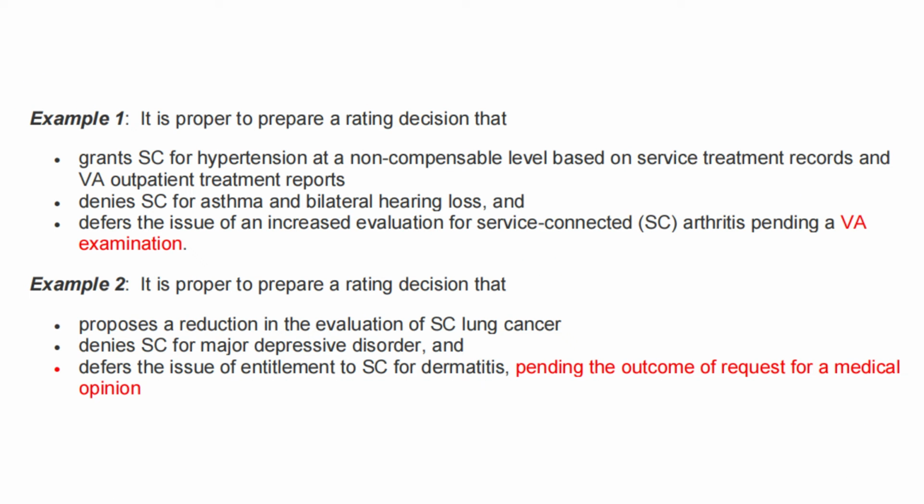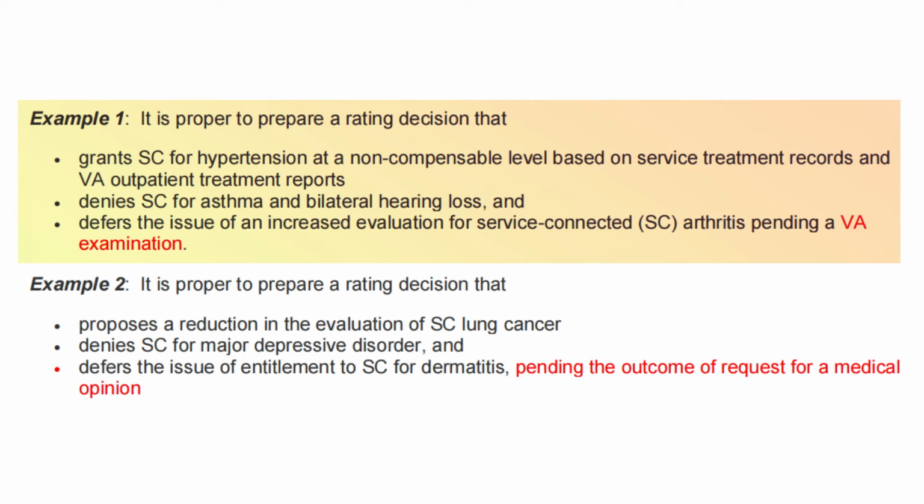Here in slide number 4, these are some examples. I gave you an example on one of the previous slides, but these are some examples that they list, and these examples go along with the previous slide in that M21. So it says, it is proper to prepare a rating decision that grants service connection for hypertension at a non-compensable level. Non-compensable is 0%. Compensable is 10%. At a non-compensable level based on service treatment records and VA outpatient treatment reports.